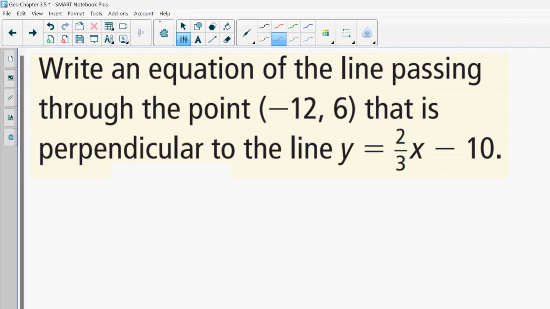So we want to write the equation of a line passing through the point (-12, 6) that is perpendicular to the given line here. Well, the slope of the line that they gave us is 2/3. Yes? Our perpendicular slope, we have to change the sign and flip it. -3 halves, -3 over 2.